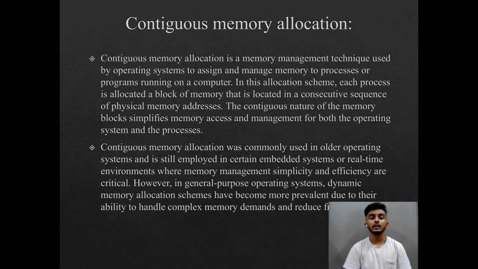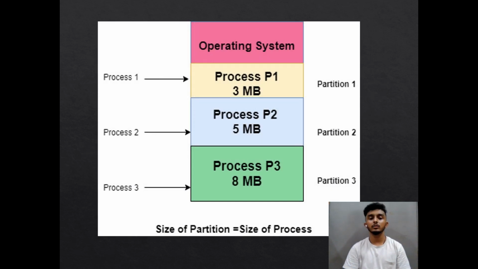Contiguous memory allocation was commonly used in older operating systems and is still employed in certain embedded systems or real-time environments where memory management simplicity and efficiency are critical. However, in general purpose operating systems, dynamic memory allocation schemes have become more prevalent due to their ability to handle complex memory demands and reduce fragmentation. Now, this is a design of contiguous memory allocation.